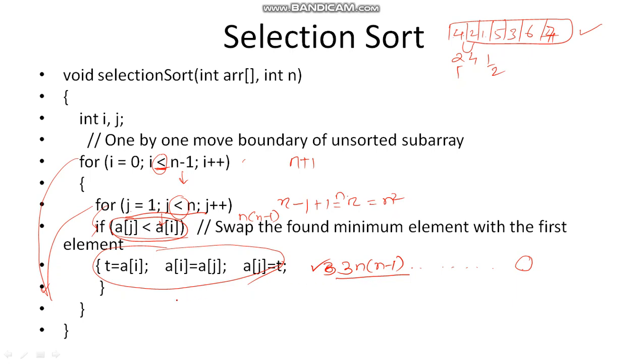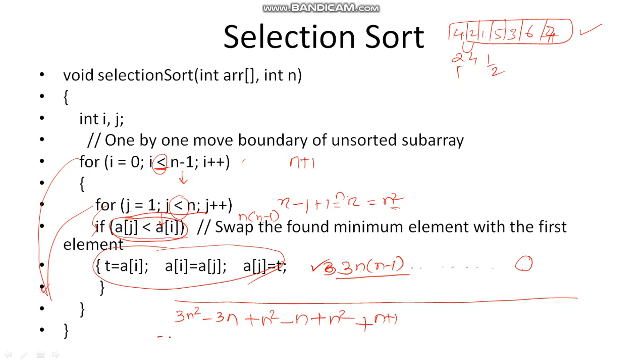So if we try to find out the particular equation, it will be 3 into n, that is 3n square minus 3n. This one is n into n minus 1, so that is plus n square minus n. Then this is n square, plus n square, plus n plus 1. This overall comes to be 3n square plus n square plus n square, 5n square, minus 3n, minus n and plus n. So minus n and plus n are gone, and the remaining is minus 3n and plus 1.